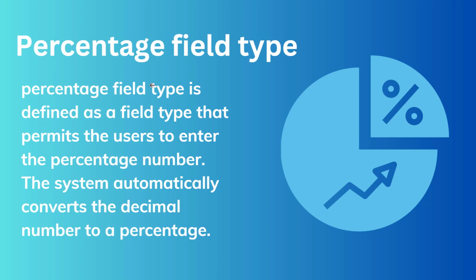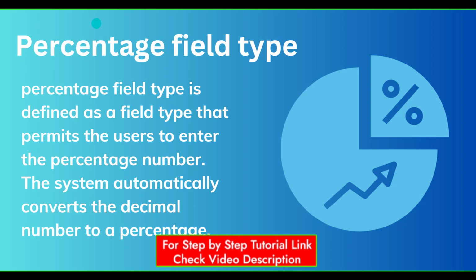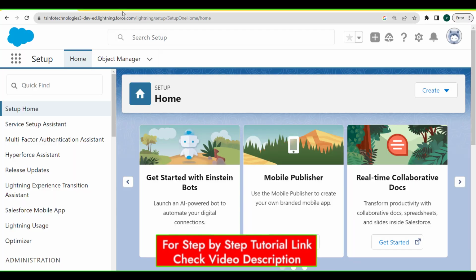in Salesforce. The percentage field type is defined as a field type that permits the user to enter the percentage number. The system automatically converts the decimal number to a percentage. Now we will proceed further and learn how to create percentage field type in Salesforce Lightning.